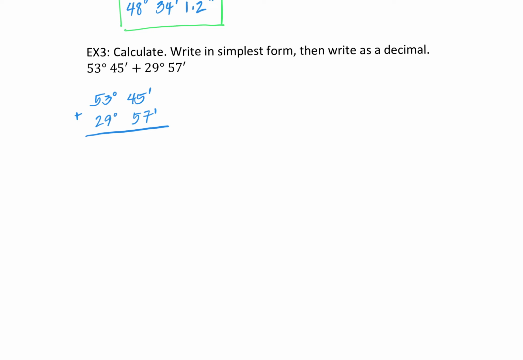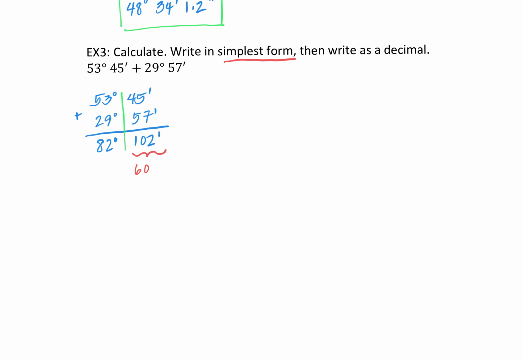So one thing we want to make sure we do is that we don't carry over the minutes to the degrees. We add them separately. So if I take the 45 plus the 57 minutes, I'll get 102 minutes. And the 53 degrees and the 29 degrees, when you add those together, you get 82. So we have 82 degrees, 102 minutes. But this is not in simplest form. The reason why is because of this 102 minutes.